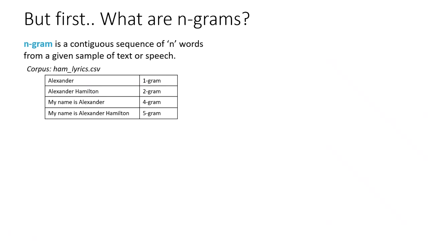This is their technical definition. An n-gram is a contiguous sequence of n words from a given sample of text or speech. That's a lot of words to say. N-grams are just phrases that you extract from a text document. So in our corpus, and again, corpus is a fancy word for a text document, our corpus is ham_lyrics.csv. An example of a 1-gram is Alexander. Alexander Hamilton is a 2-gram. My name is Alexander is a 4-gram. My name is Alexander Hamilton is a 5-gram.